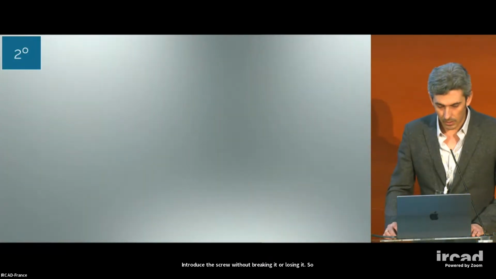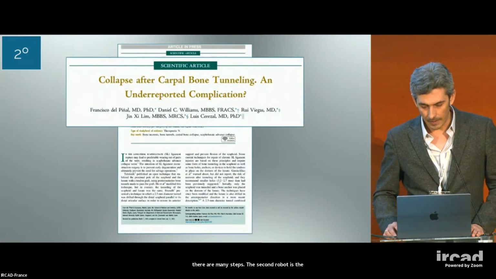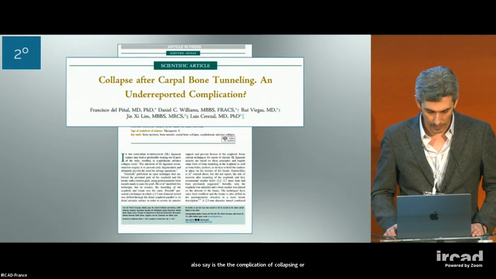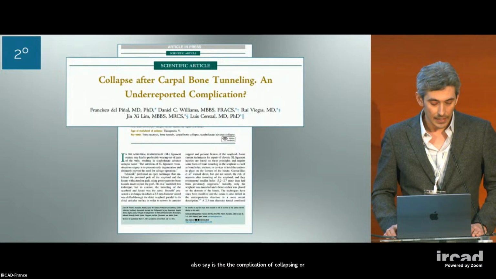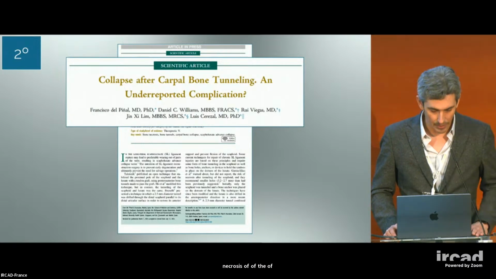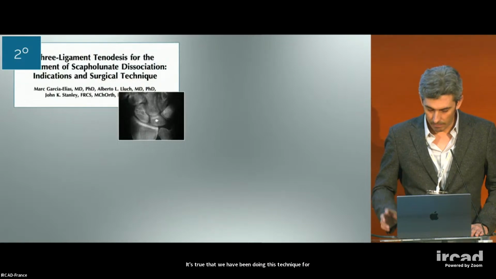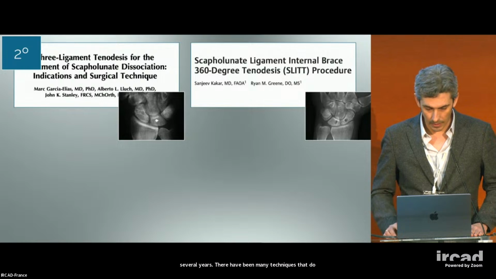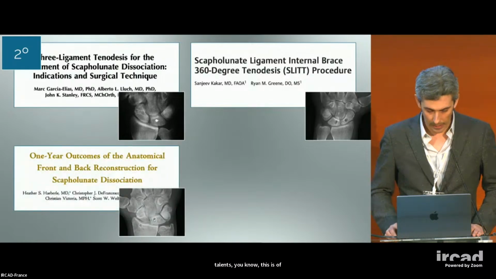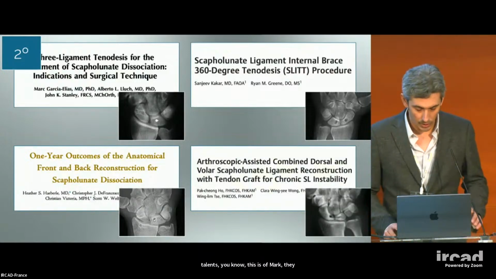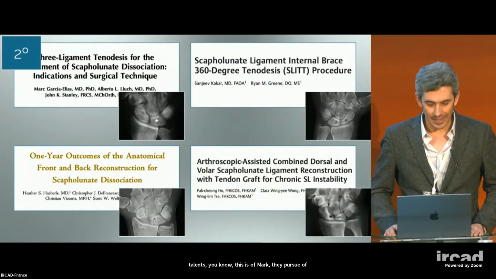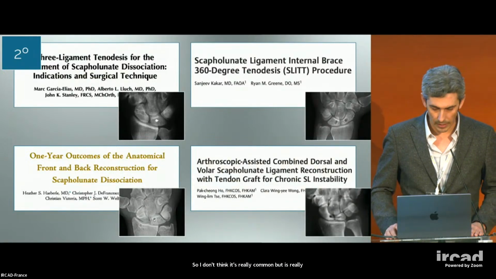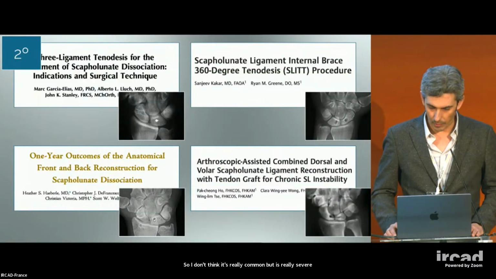The second drawback is what Steve has also said, the complication of collapsing or necrosis of carpal bones. It's true that we have been doing this technique for several years. There have been many techniques that do tunnels, the tenodesis of Mark, the procedure of Sanjay Kakar, the ANAFAB procedure, even the PCHO box technique. So I don't think it's really common, but it's really severe. So this worries me a lot, and we have to talk about that.